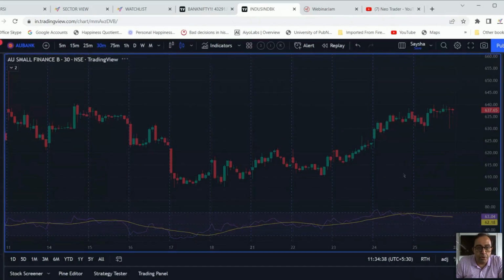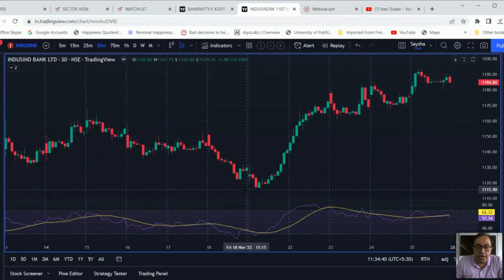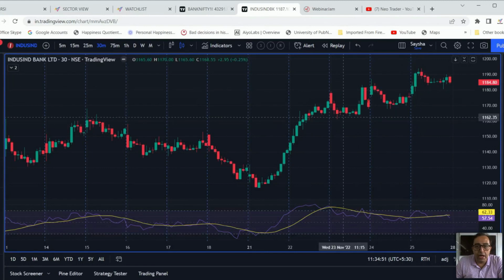Now in IndusInd Bank, you can see here again the RSI is going up. RSI is steady, and prices are also going up. So it is making a higher low, which means there is scope here also for us.